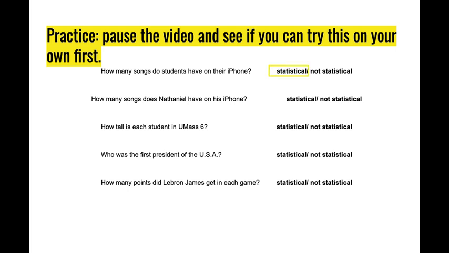All right, so how many songs do students have on their iPhone? That is statistical. I could walk around the classroom, ask different people, and I will get different results. How many songs does Nathaniel have? Well, that's just one answer. How tall is each student in the class? Students are different heights. I'm going to get different answers. Who is the first president of the United States? It's George Washington. One answer. How many points did LeBron James get in each game? For different games, he's getting a different number of points. So that's a statistical question.